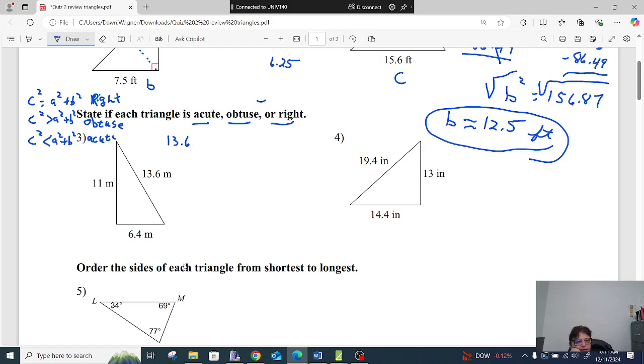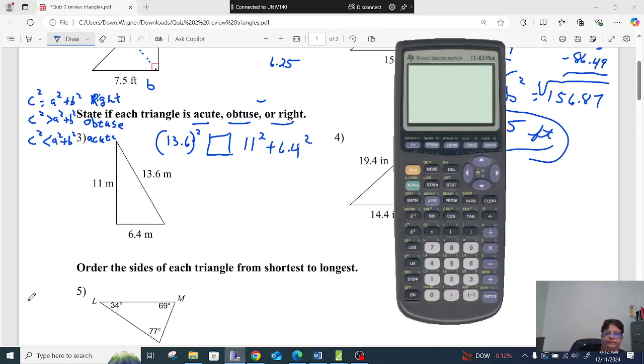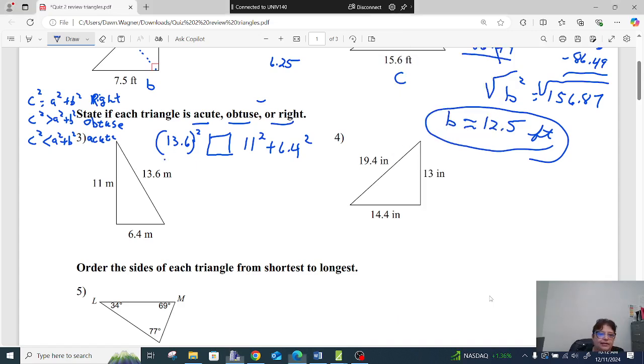13.6, and I'm going to square that. I don't know the comparison, so I'm just putting a box here until I can put either equal or greater than or less than. And then I'm going to put 11 squared plus 6.4 squared. So 13.6 squared is 184.96.